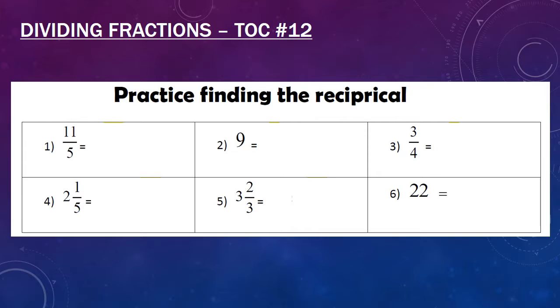All right, if you paused the video, welcome back. If not, let's just keep going. Number 1, we have 11 over 5. The reciprocal is the flip, so we have to flip them upside down. So the answer is 5 over 11.